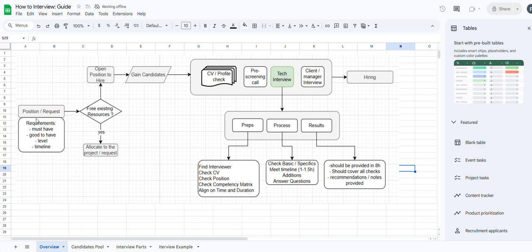Once we have that request, it usually goes to our human resources department, and our human resources department reviews the list of existing employees. If in that list we already have someone who is free and ready to pick up that project, of course we allocate that person to the project or request and we are done. But if we see that there are no available specialists and we need to make a new hire, in that case we open the position to hire.